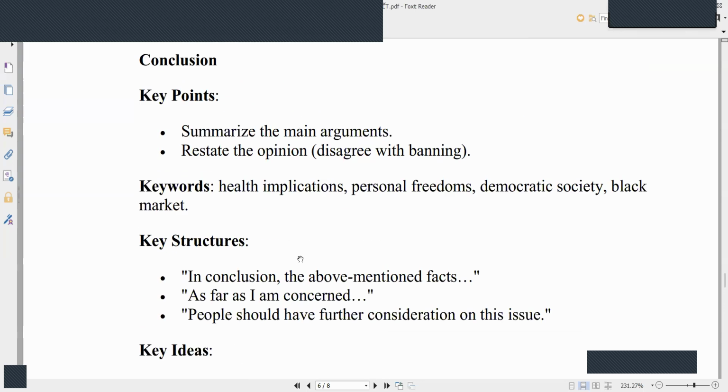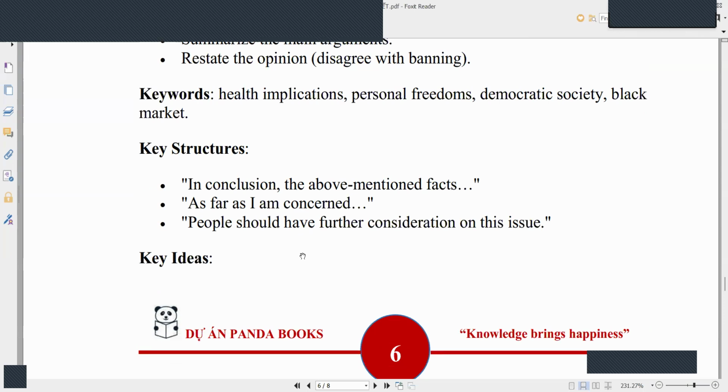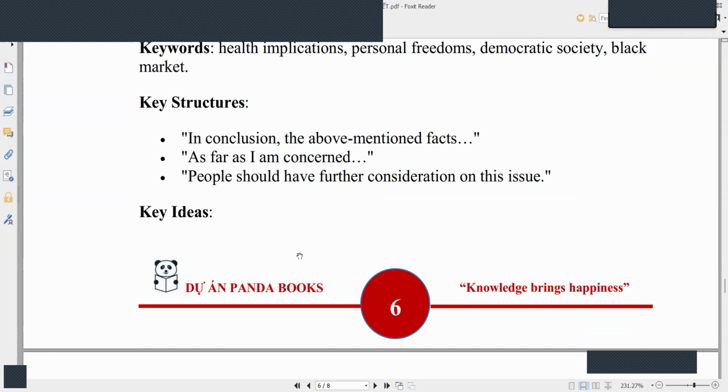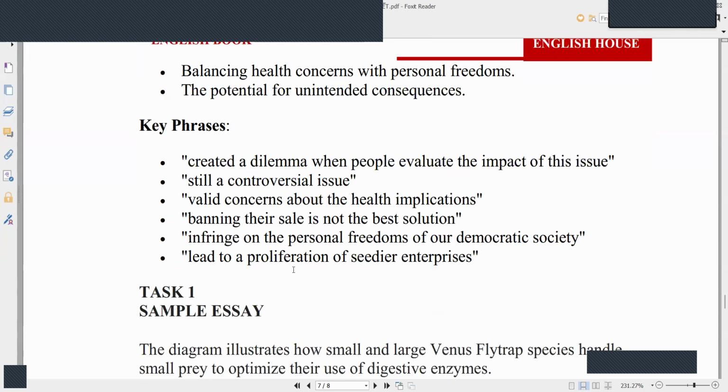Conclusion. Key points: summarize the main arguments. Restate the opinion, disagree with banning. Keywords: health implications, personal freedom, democratic society, and black market. Key structure: in conclusion, the above-mentioned facts, as far as I am concerned, people should have further consideration on this issue. Balancing health concerns with personal freedoms, the potential for unintended consequences.